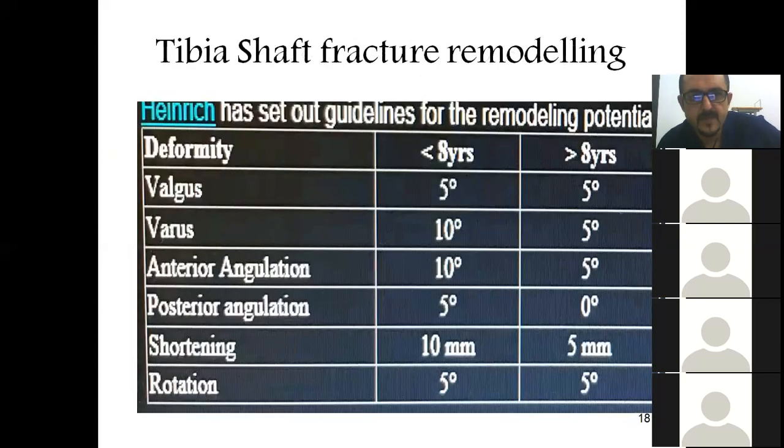Remember this. Tibia shaft fractures, the data is that varus and valgus of 5 degrees is accepted in less than 8 years old. Varus of 10 degrees, anterior angulation of 10 degrees, posterior angulation of 5 degrees, shortening of 10 mm, and rotation of 5.5 degrees. In your exam, if you have a 10-year-old child having a valgus angulation, you should avoid saying that, because valgus in some books is not accepted at all.